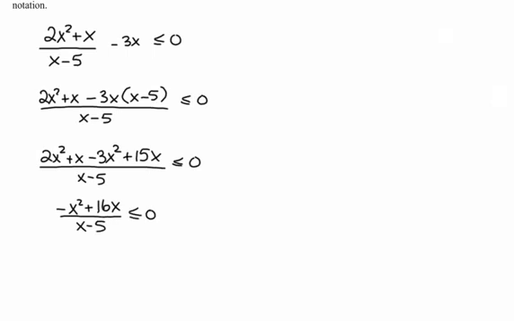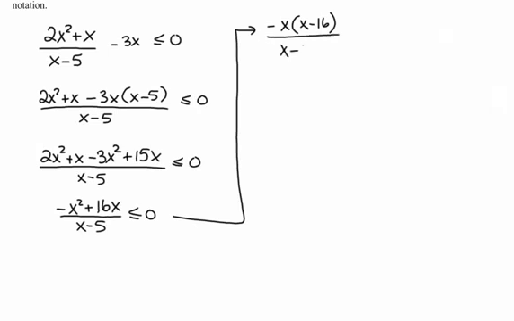Okay, so let's factor. I like to have x squared positive, or the x positive. Let's pull out the negative there. You can factor the numerator, so let's do that. So I'm going to factor out the negative, negative x, and we're going to be left with x minus 16, and all over x minus 5. Okay, so we have some critical values here, and we want to state them.